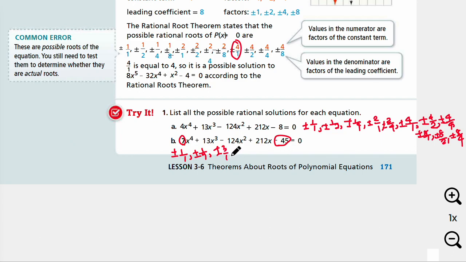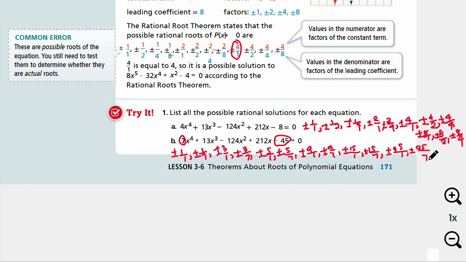We have plus or minus 3 over 1, plus or minus 3 over 7, plus or minus 5 over 1, plus or minus 5 over 7, and then plus or minus 9 over 1, plus or minus 9 over 7. It's good that we only have 2 possible factors for 7. We're going faster than I thought. So we have plus or minus 15 over 1, plus or minus 15 over 7, and lastly plus or minus 45 over 1 and plus or minus 45 over 7.